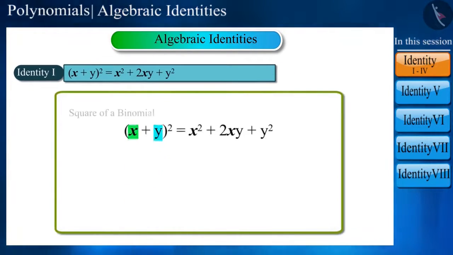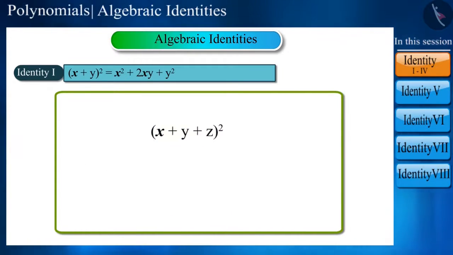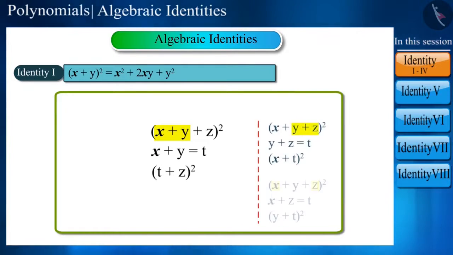Identity 1. Using the identity for the square of a binomial, we will derive the identity for the square of a trinomial. So let's apply identity 1, (x + y)² = x² + 2xy + y², to a trinomial (x + y + z)². Here, if we assume x + y as t, then this trinomial identity can once again be seen as a binomial identity. You can also assume y + z or x + z as t. Our goal is to convert it from a trinomial to a binomial.